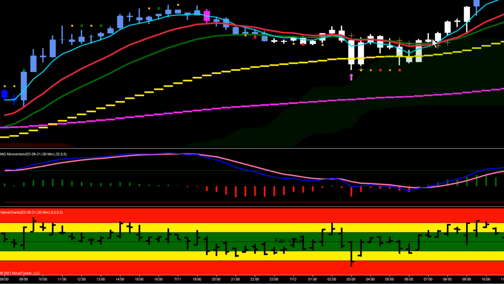Come into the US session, and now we have a bullish chart. Our 5 and 13 are to the upside, 50 above the 200, price above the cloud, and our momentum shifted from bearish to positive. So we had a bullish 30-minute chart.